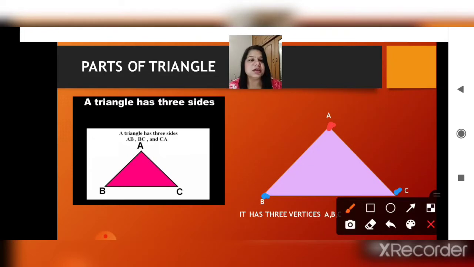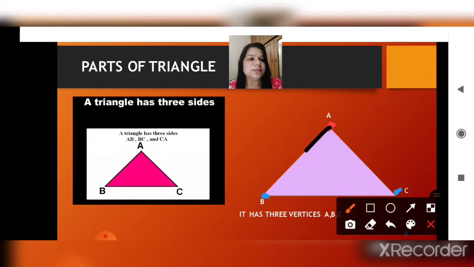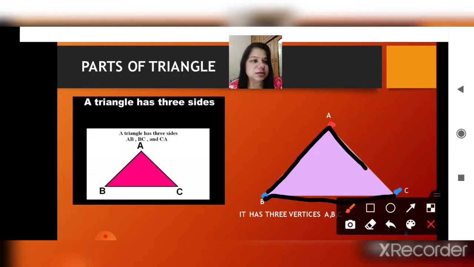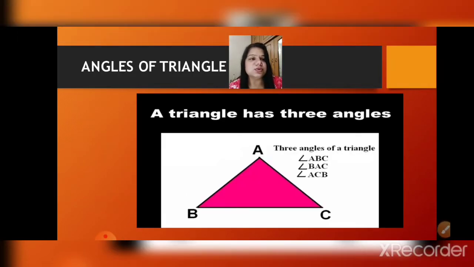Okay, so these are the three vertices of the triangle. And what are the three sides? Three sides are AB, and then BC, and then AC. These are the three sides of a triangle. So basically a triangle has six parts, three sides and three vertices. It has three angles also.